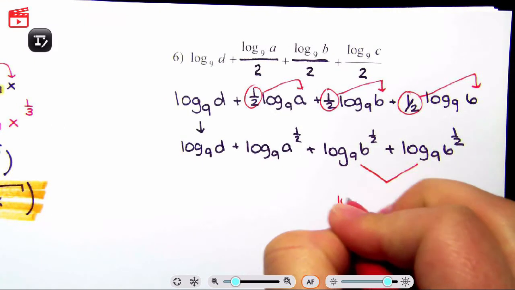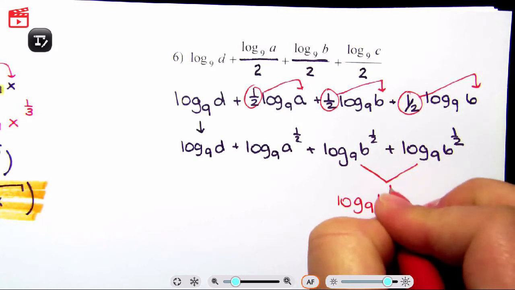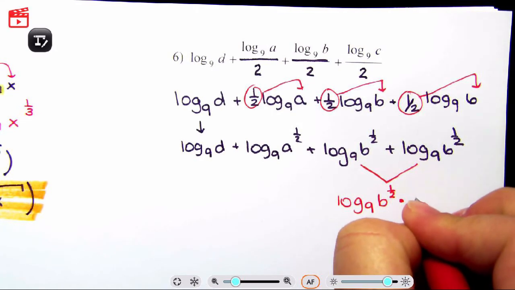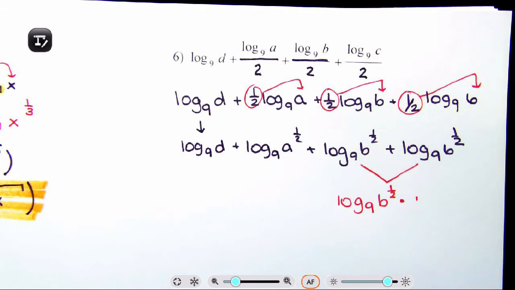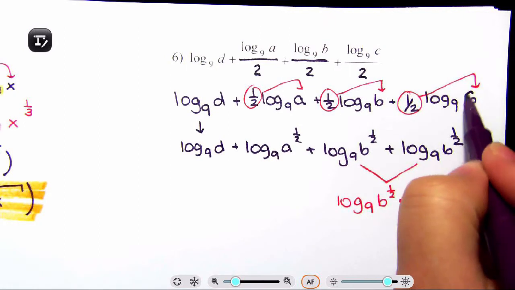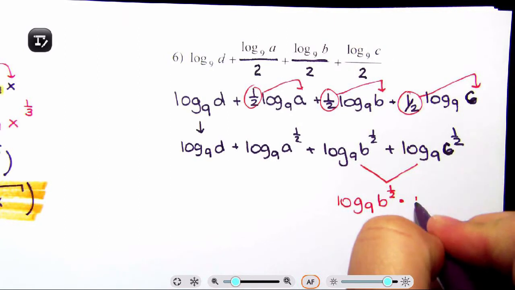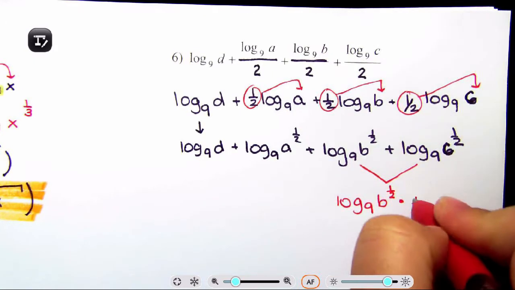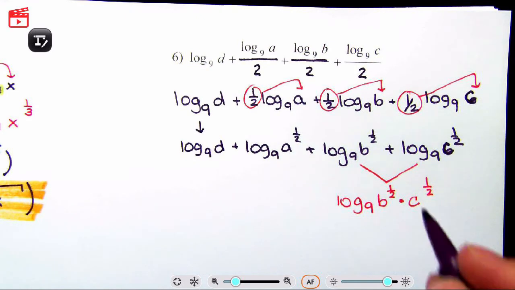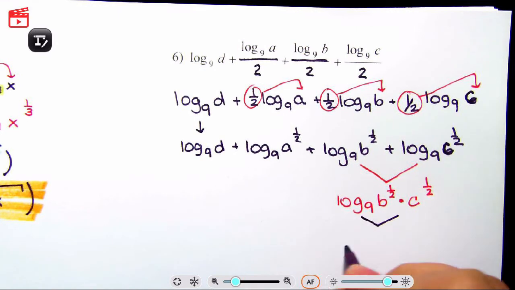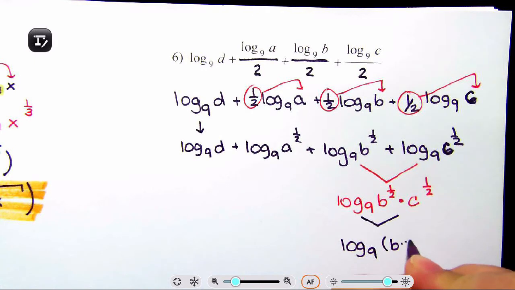So I'm going to have log base 9 of b to the 1/3 power times, what is this, 6? Oh, that's a c. I don't know why I put a 6 there. That should be a c. Times c to the 1/2 power. This is what I mean we get to simplify further. This is log base 9 of b times c, and both of them are being raised to the 1/2 power.